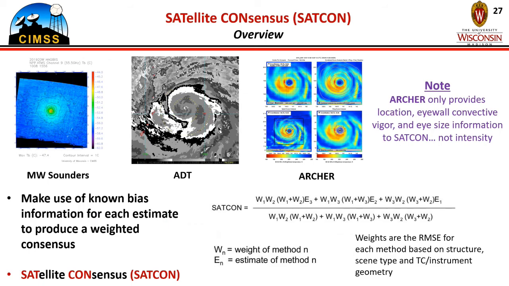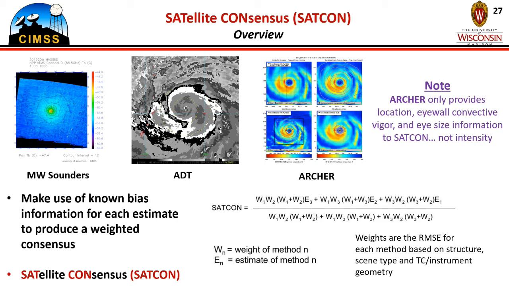So the 4 different methods that are used in the SATCON are the ADT, as I mentioned before, the CIMSS-AMSU, the CIRA-AMSU method, and the Archer, although the Archer is only used to help provide center location and the eye wall size and convective vigor to the SATCON. It doesn't provide an intensity estimate that the other 3 techniques do.